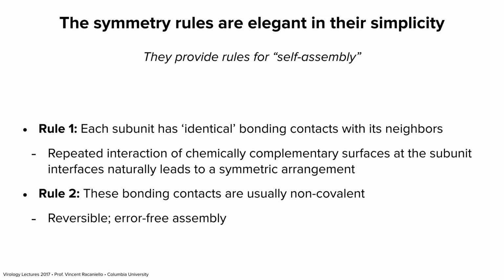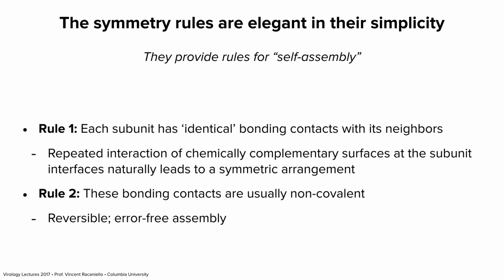So rule one, each subunit has identical bonding contacts with its neighbors. In other words, repeated interactions of complementary surfaces lead to a symmetric arrangement. You take one protein and repeat it many times. You can build a particle from it, either a rod-shaped or a spherical particle, and that will give you symmetry.